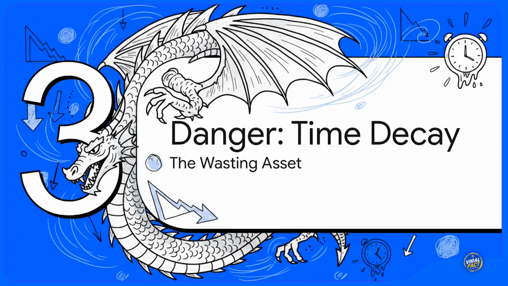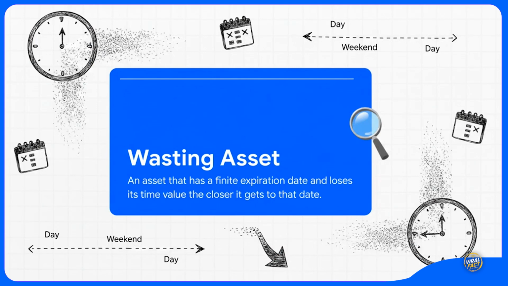Which brings us to Section 3, the hidden danger, time decay. This right here is the first major dragon of the market that you're going to have to face. You really need to understand the concept of a wasting asset. Because these options have a strict expiration date on them, they literally bleed value every single day. Traders call this time decay, or theta. And get this, that bleeding, it doesn't stop. It continues right over the weekend when the market is totally closed.